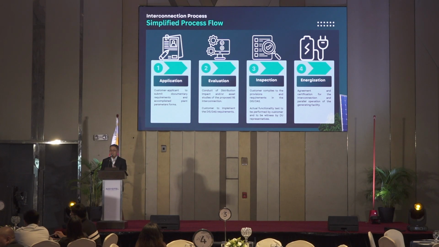So after the completion of your project, we move on to step 3. Assuming that you have already completed your project, it will be subjected to inspection by Meralco, just to ensure that you have complied with all the DIS and DAS requirements. And once complied with, we will do functionality testing to energize your embedded generation, and then move on to a commissioning test, which is required to establish the generator unit capabilities, which will go into the certification that will be used to apply for your certificate of compliance with the ERC.